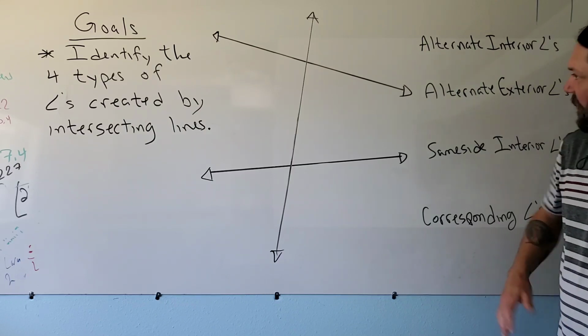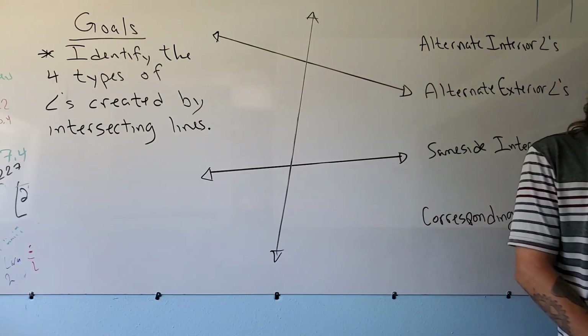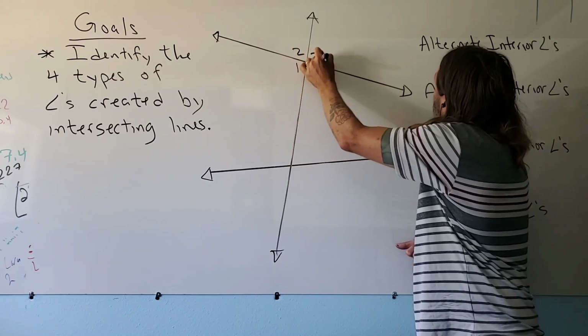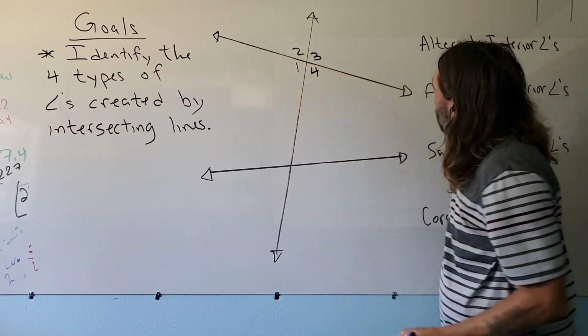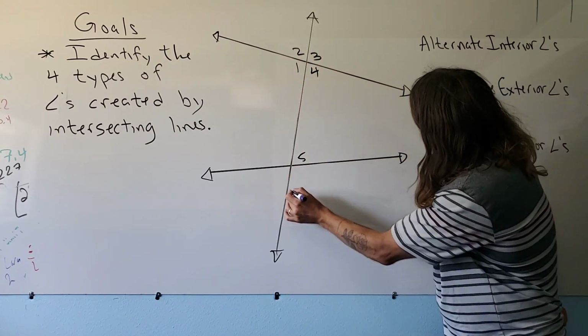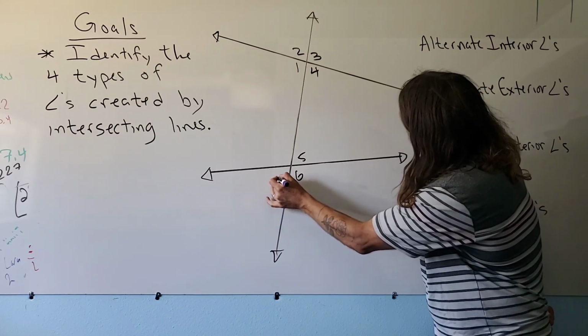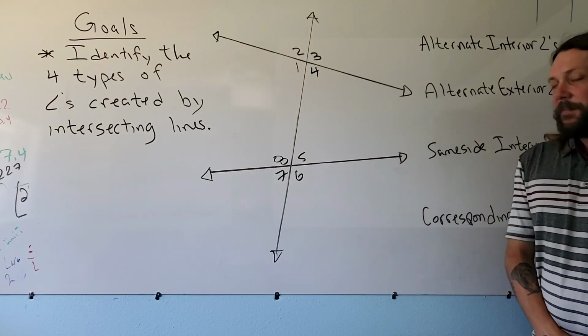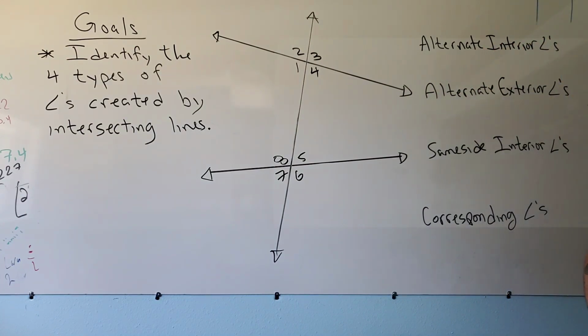So I'm going to just number the angles that are created here. Here's my angle 1, here's my angle 2, here's my angle 3, here's my angle 4, here's my angle 5, here's my angle 6, here's my angle 7, and there's my angle 8. There are 8 angles created here. And we're just literally going to say which of the 4 types of angles we have. And here they are. They're alternate interior angles, alternate exterior angles, same side interior angles, and corresponding angles.